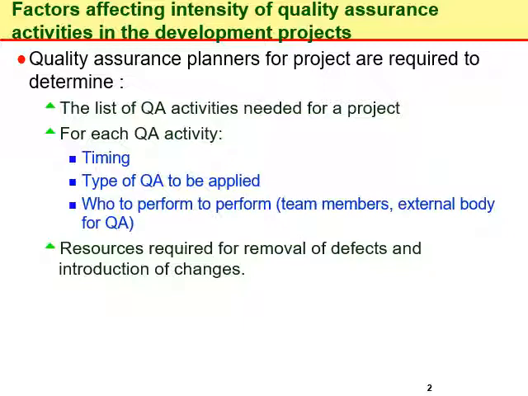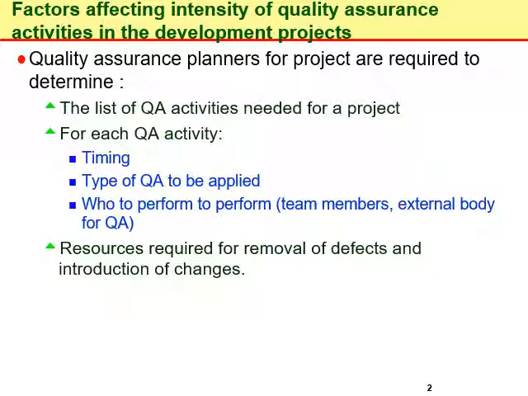For example, if a review is decided, what type of review would it be? Would it be peer review? Would it be a formal design review? Would it be just a walkthrough? Or would it be inspection? Whatever the type of quality assurance activity is, it has to be listed in the development plan.